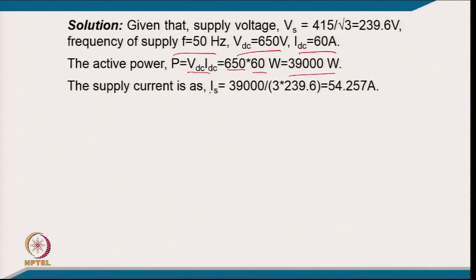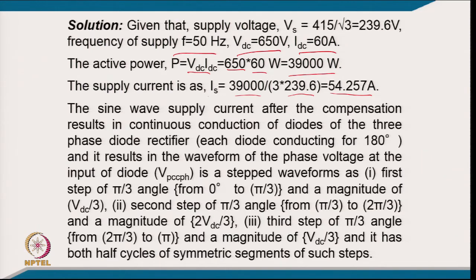The supply current Is will be 39,000 divided by 3 into the phase voltage 239.6. So, this RMS current, which is active current only at unity power factor, comes to 54.257 ampere.